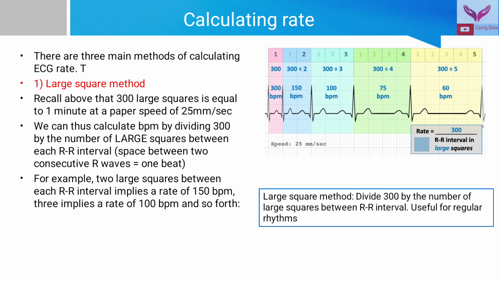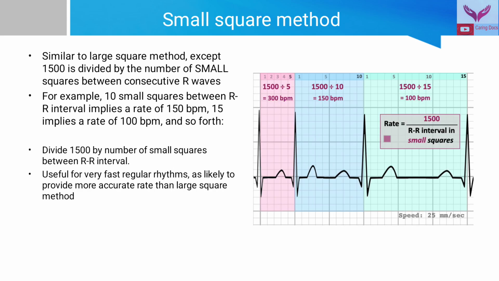If the large squares between the RR interval are 1, then the heart rate will be 300. If two large squares are there between the two R waves, the heart rate will be 150 beats per minute. If three large squares between RR, then the heart rate will be 300 divided by 3, that is 100 beats per minute, and so on.